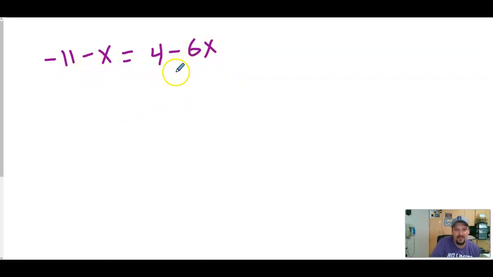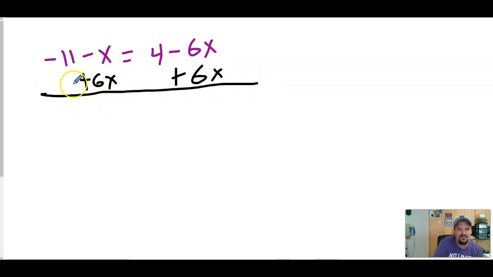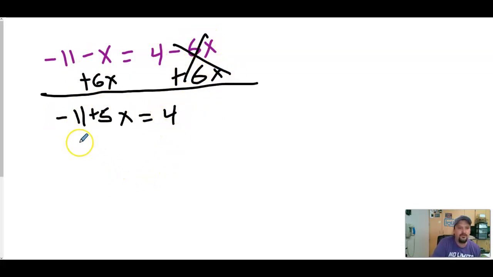Like I said before, I like to use positives. So I'm going to add the 6x over to this side, because that's going to give me a positive 5x, because negative 1x plus 6x is 5x. Let's go ahead and bring down my negative 11, make that a plus. And over here, these canceled out, and I'm left with a 4.